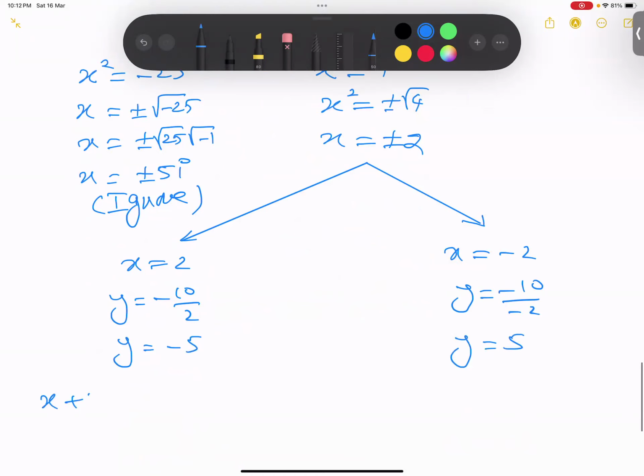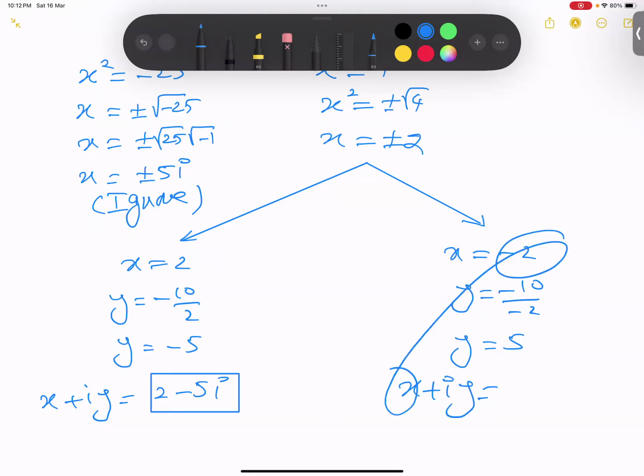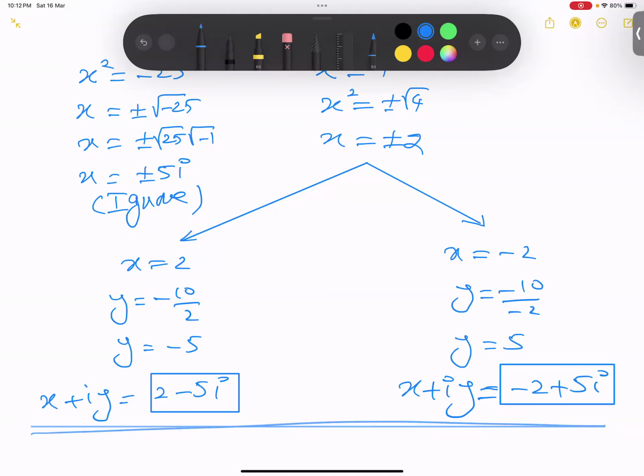My complex number was this, so this 2 will go here and negative 5 will go here. That's it: Alhamdulillah, it is 2 minus 5 iota. This is my first square root. In the same way, if I plug in, this negative 2 comes here and positive 5 comes here, so it turns out to be negative 2 plus 5 iota. Alhamdulillah, I got 2 complex answers, which is what was asked. I hope the concept is very clear.